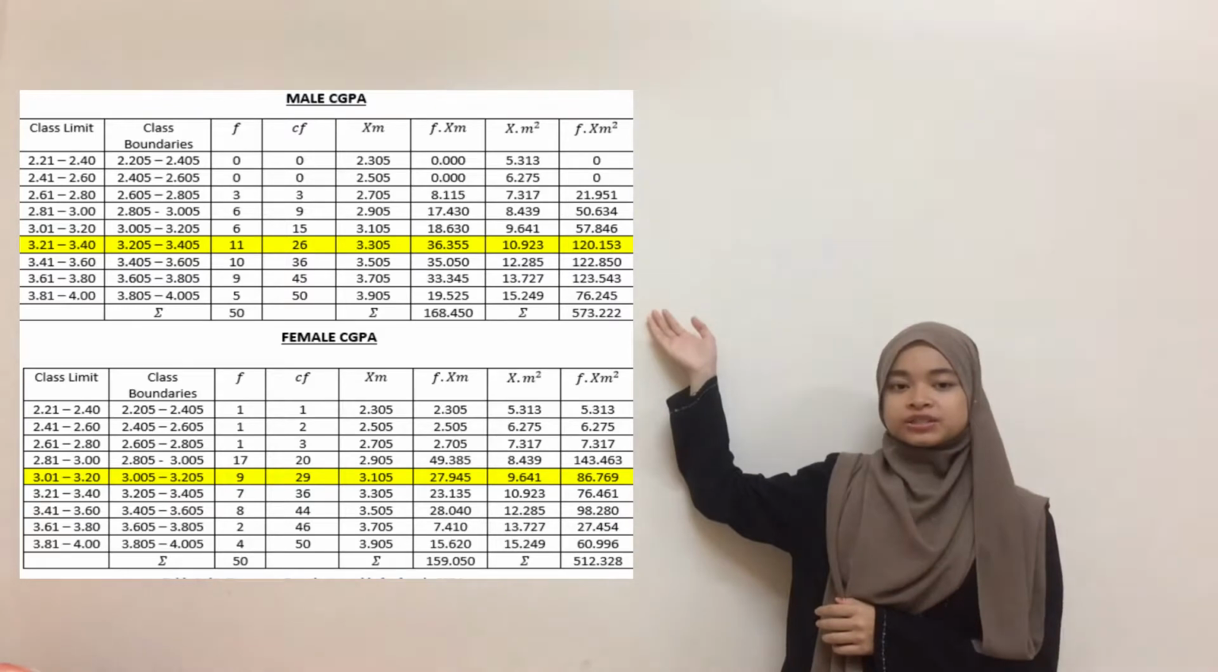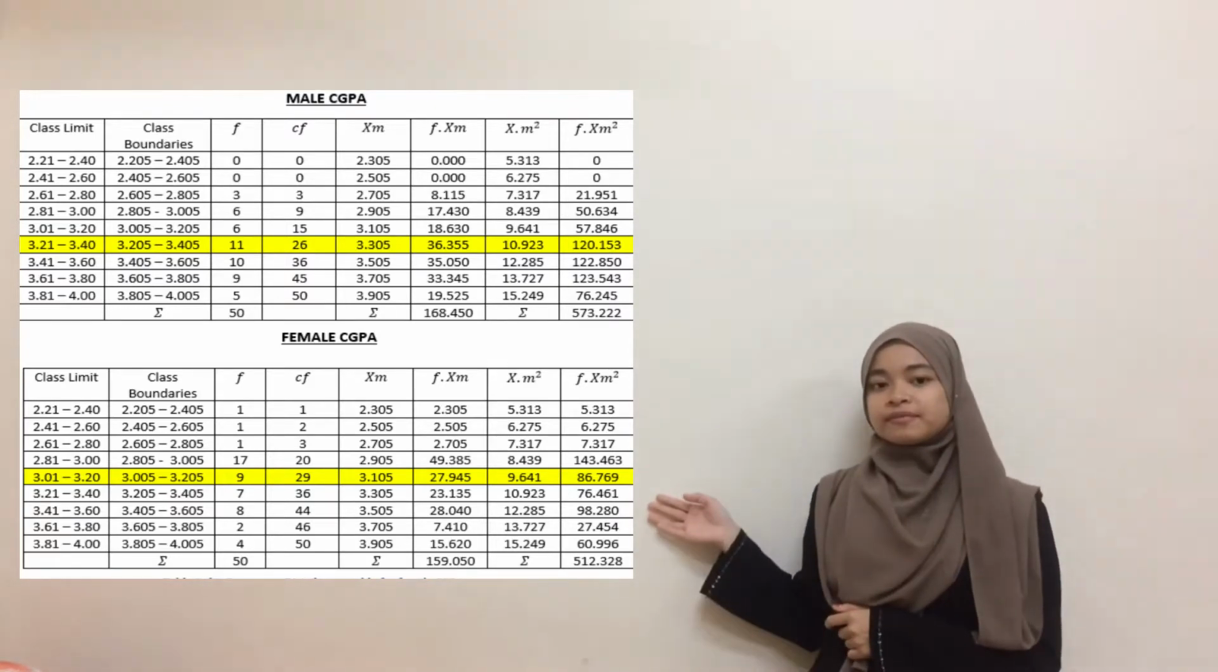First, I will explain the CGPA for male and female CFS IIUM students. So this is the frequency distribution table for male and this is for female.